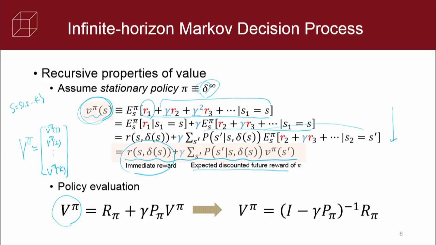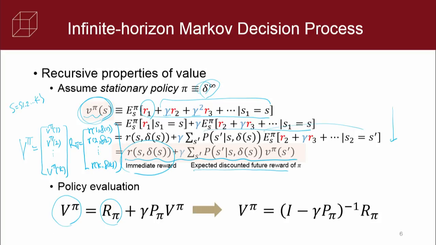Similarly, R pi is also a vector, whose elements correspond to the reward for each state. So similarly, R pi can be R1 delta 1, R2 delta 2 up to Rk delta k. So R pi is also a vector.